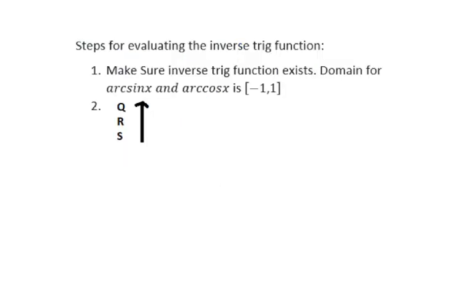Here are the steps for evaluating the inverse trig function. Make sure the inverse trig function exists. That means check the domain. For example, for inverse sine and cosine, that's between negative 1 and 1. Then we do the backward of QRS. In other words, we do sign first, then reference angle, then quadrant.